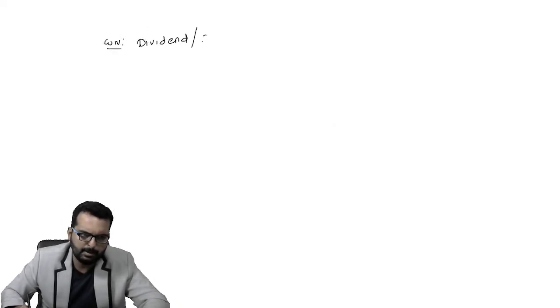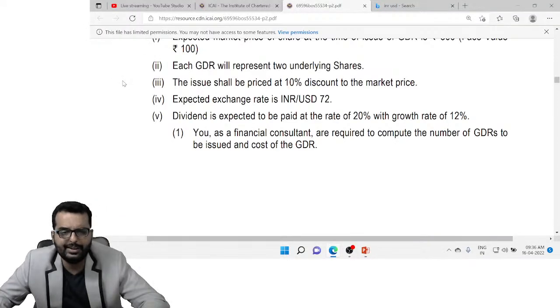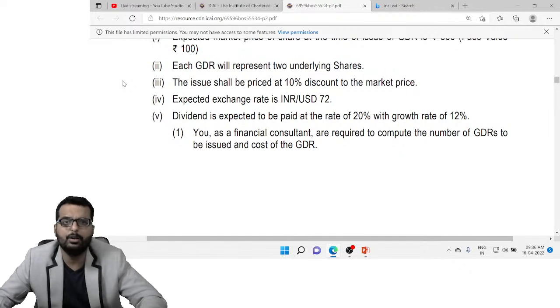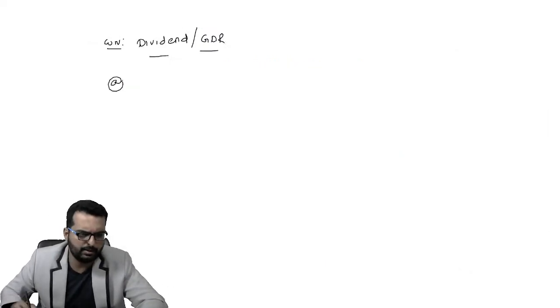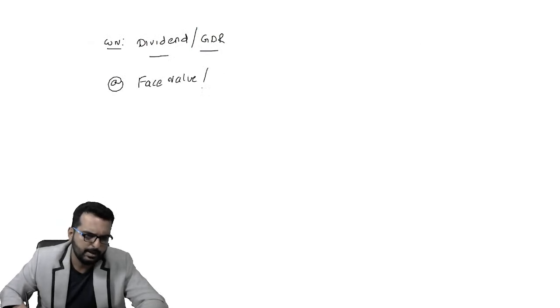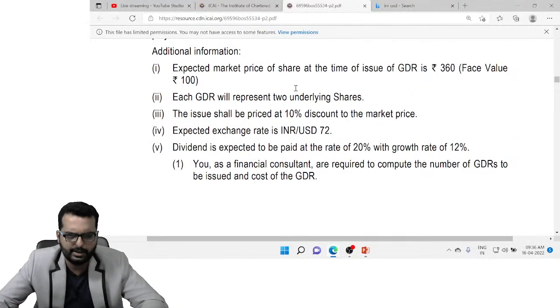I'll write down the next working note. Dividend per GDR. Okay. They have used the word dividend rate. So dividend rate will be on what, friends? It is going to be on the face value. Everybody clear with that? So I'll write down face value per share. I think that's given in the question, right? 100 rupees.